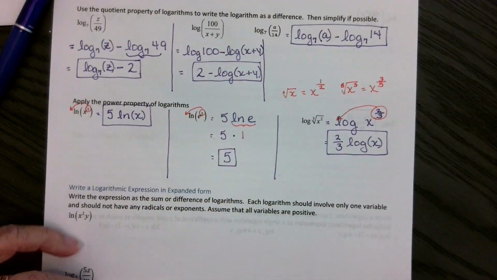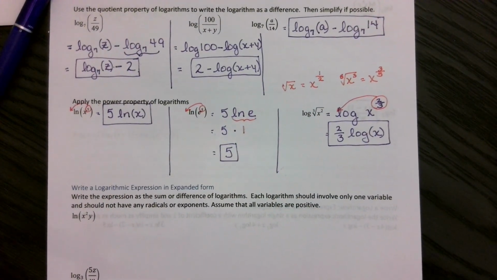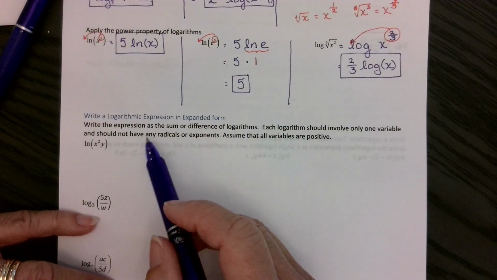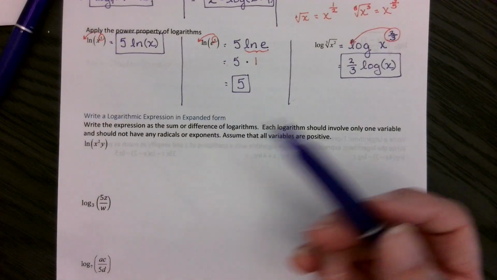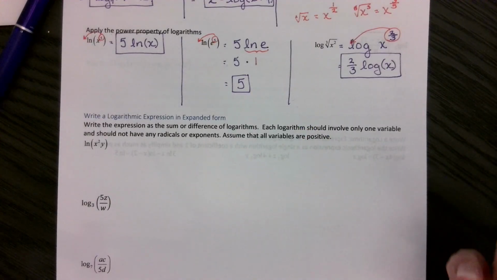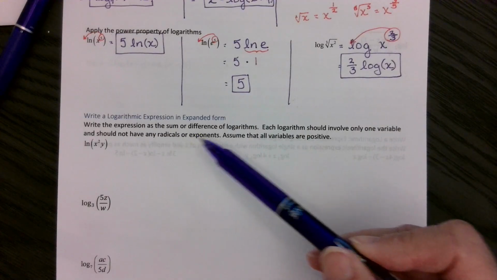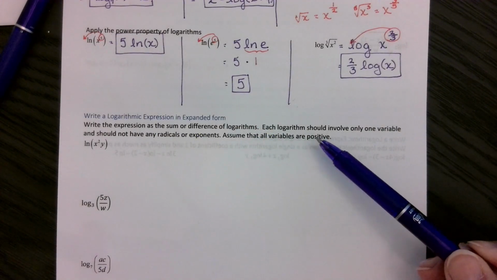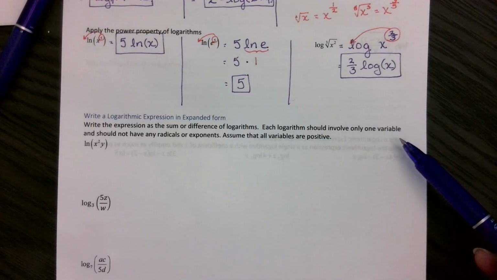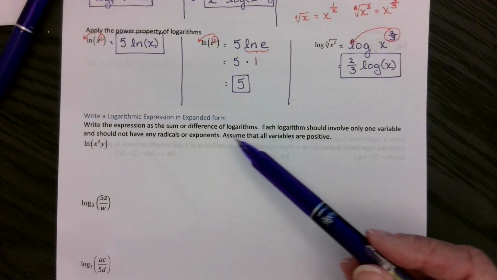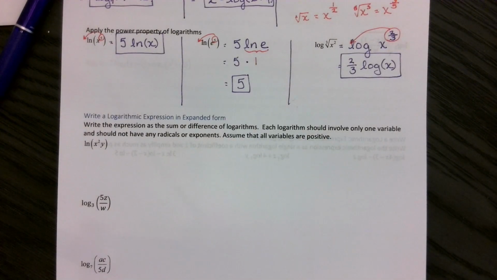Okay, now we're going to throw all those rules together. We're going to write it in expanded form. Write the expression as a sum. It may ask you just to do expanded form. It may write out the directions like this: write the expression as a sum or difference of logarithms. Each logarithm should involve one variable and should not have any radicals or exponents. Assume that all variables are positive.